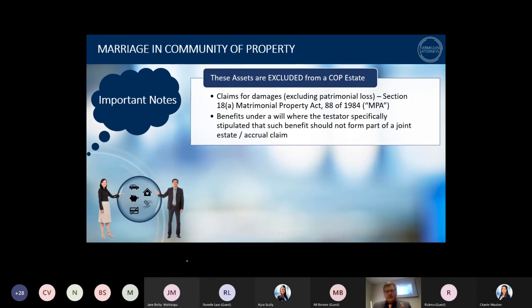That is patrimonial loss. However, damages do not only include patrimonial loss. I could hurt my neck, in which case I have a claim against the Road Accident Fund. Now, I'm not an RAF attorney. Those of you who do RAF, please correct me if I'm wrong.